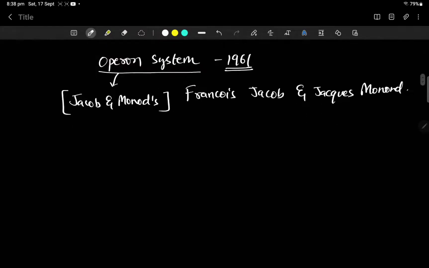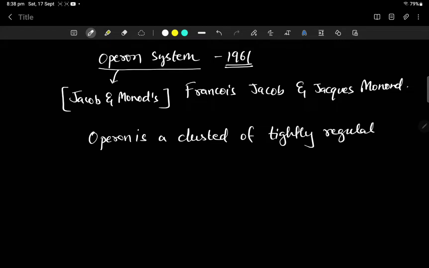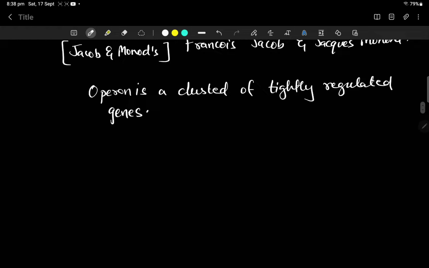You can say that an Operon is a cluster of tightly regulated genes. And how this regulation happens, we will be talking about it.